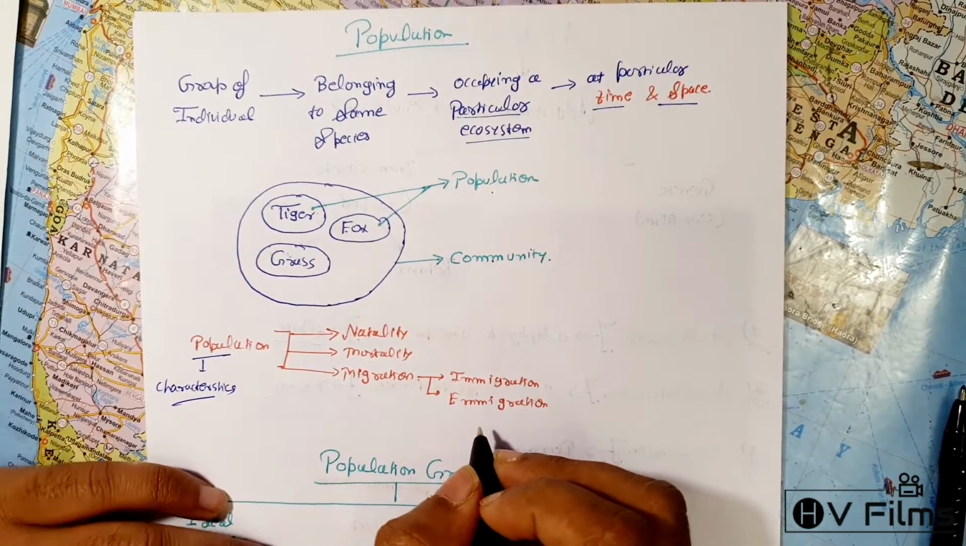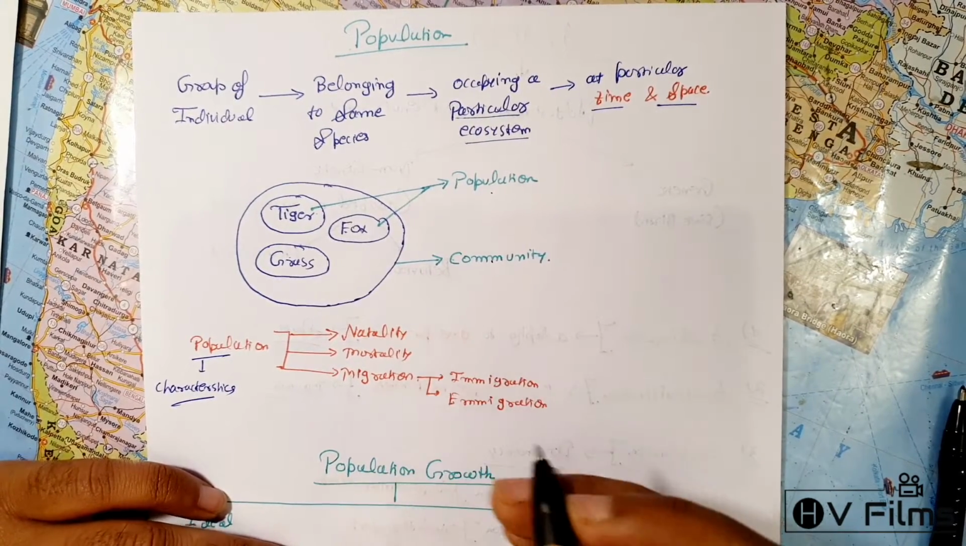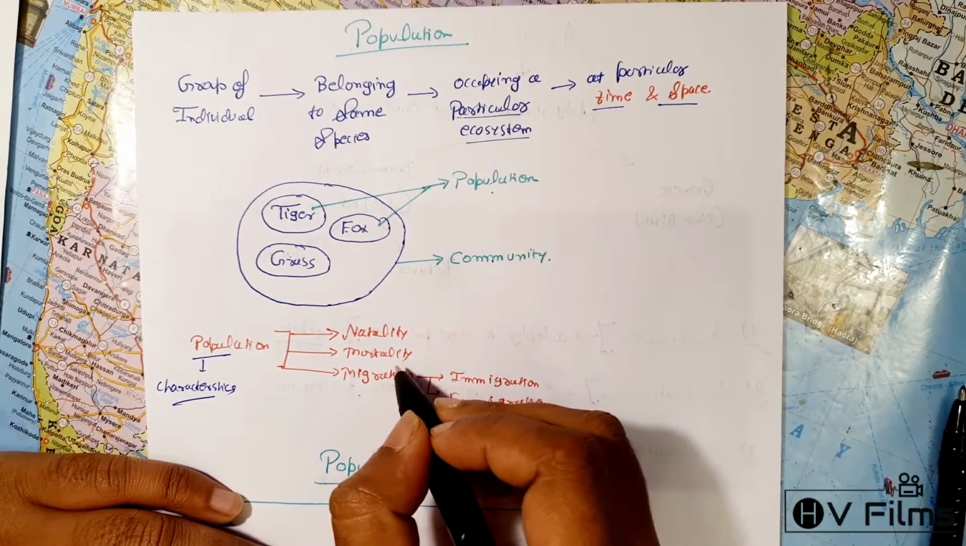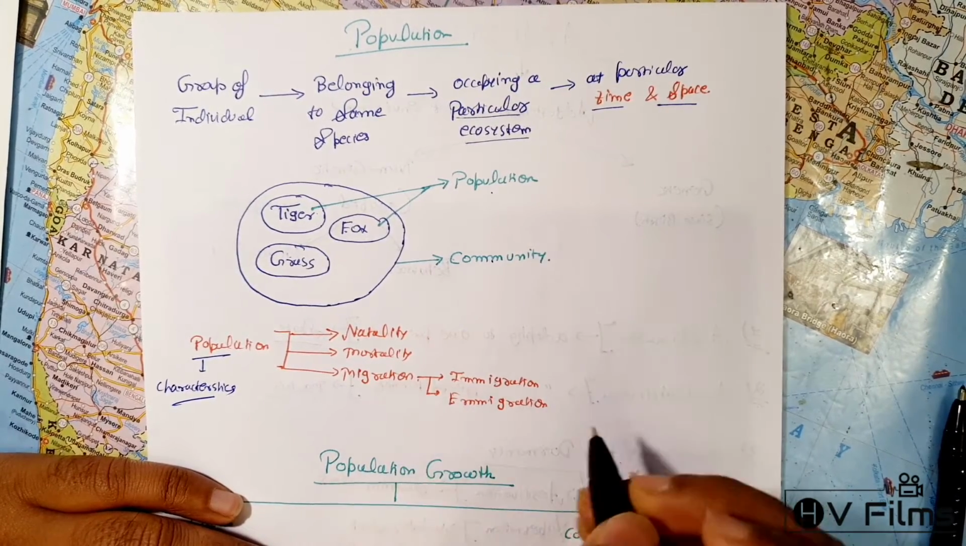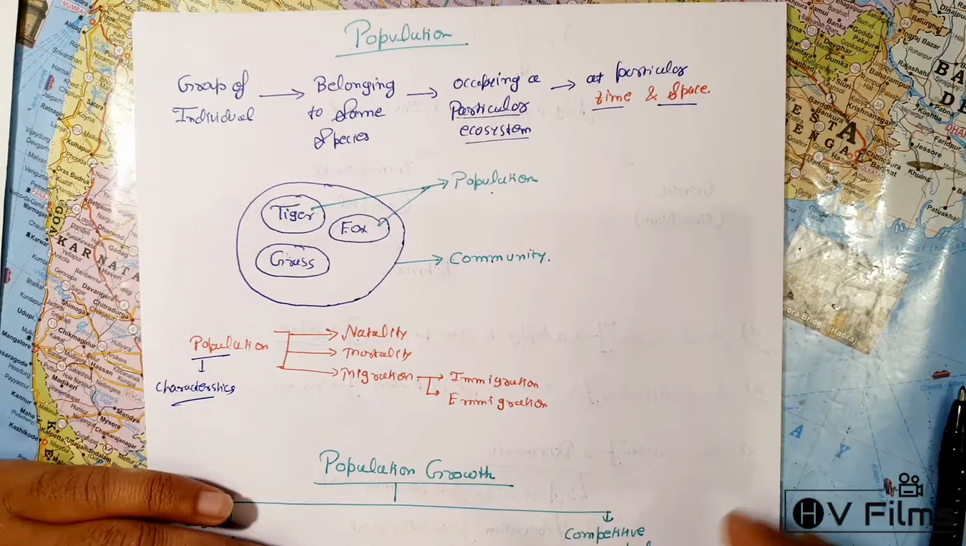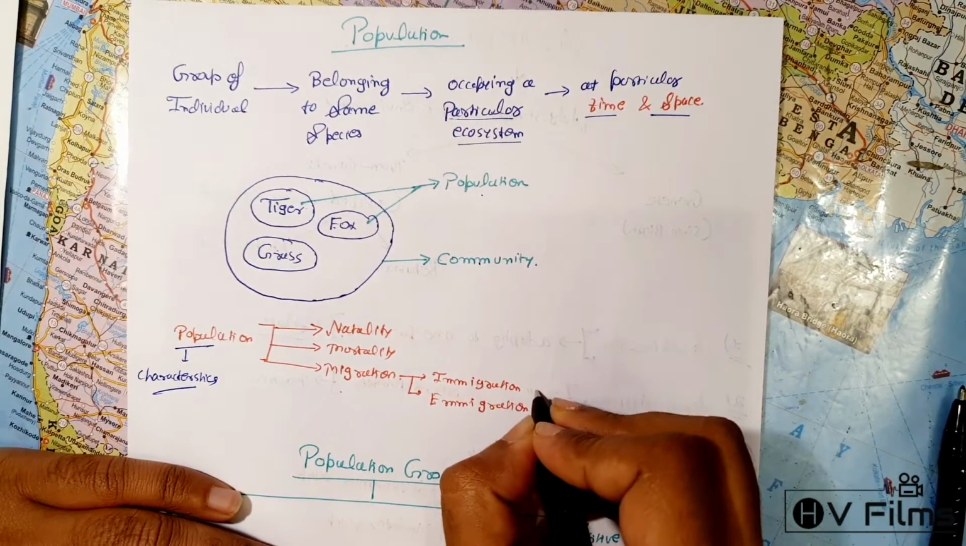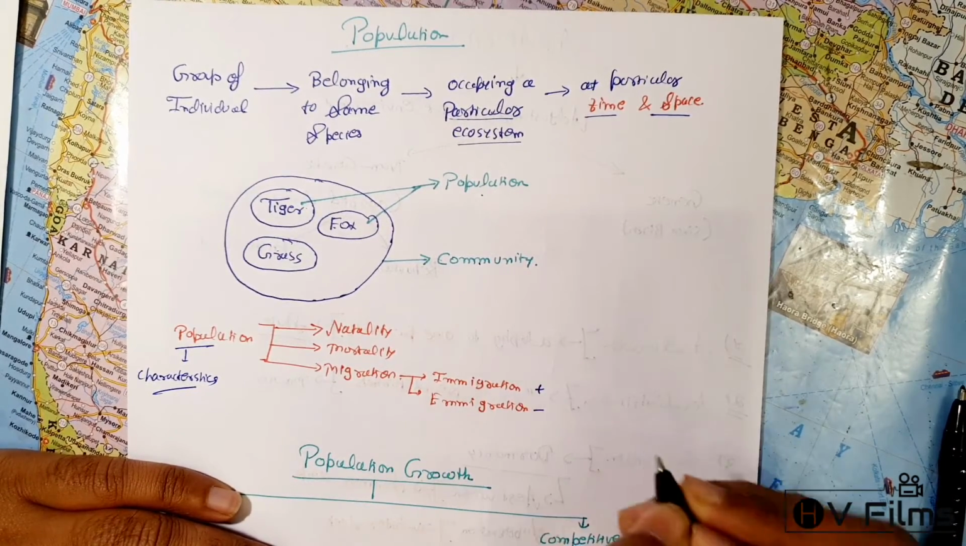Characteristics of population. The natality, you must know, is called the birth rate, right? The mortality is the death rate, and the migrations are of two types: immigration and emigration. The immigration is positive, emigration is negative.